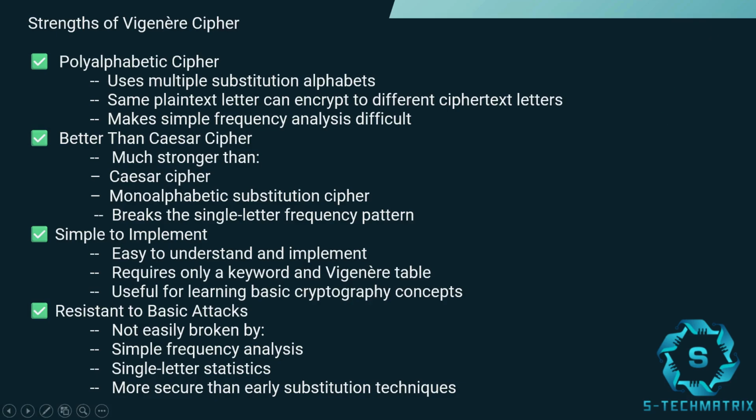So it is better than the Caesar cipher, much stronger than the monoalphabetic substitution cipher we used in Caesar, but in Vigenere cipher we use polyalphabetic, which breaks the single letter frequency pattern, as I said before. It is simple to implement, easy to understand, and requires only the keyword and Vigenere table. Useful for learning basic cryptography concepts, with resilience to basic attacks. It is not easily broken by single letter statistics, and is more secure than early substitution techniques.